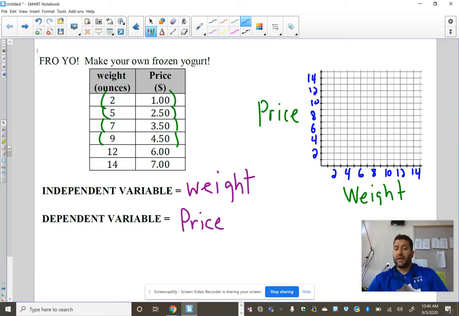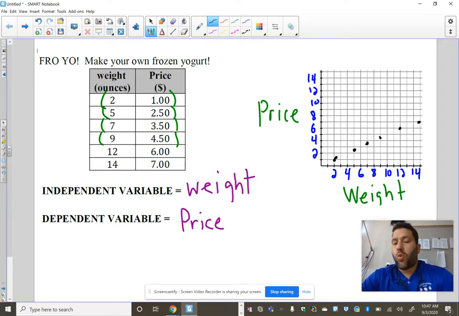So once we have our labels, we have our scale, now we can plot our points. So we have (2, 1), (5, 2.50), (7, 3.50), (9, 4.50), (12, 6), and (14, 7).